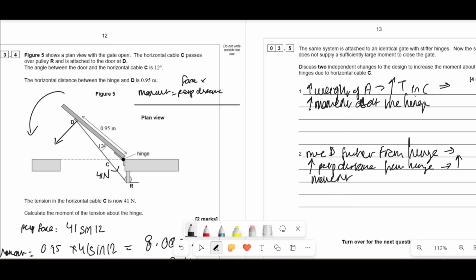Another alternative is we can try and make the angle bigger as well, because remember, that's a component of it. So what we could try to do is move R around here or something, and that'll make the angle bigger. If the angle's bigger, that means you've got a bigger perpendicular component here, so hence a bigger moment.